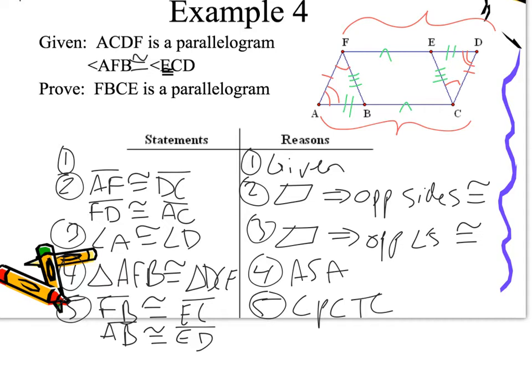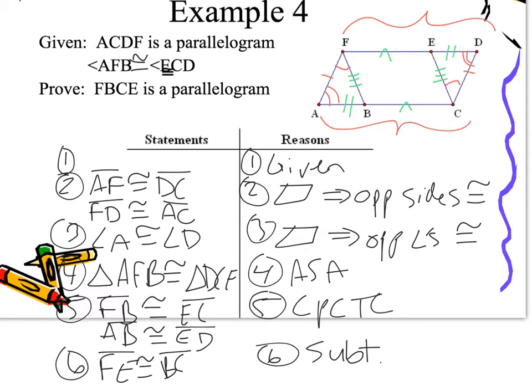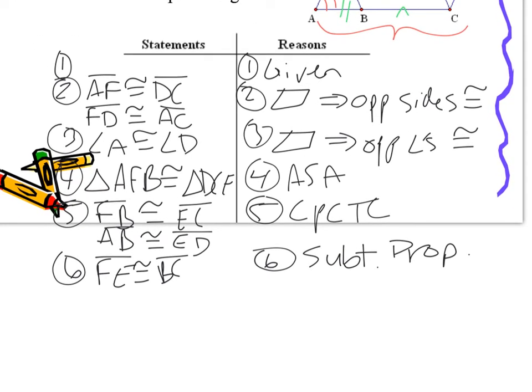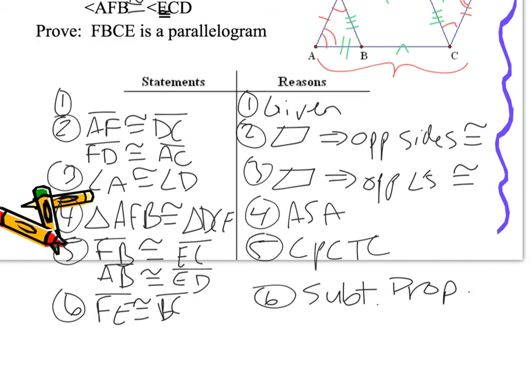Okay, so the FB and the EC, those are good to go, but I still need to talk about my subtraction property action. I can get FE congruent to BC, and that is by subtraction property. And now that I have those two congruent, I have a parallelogram, right? Parallelogram FBCE, and my reason?